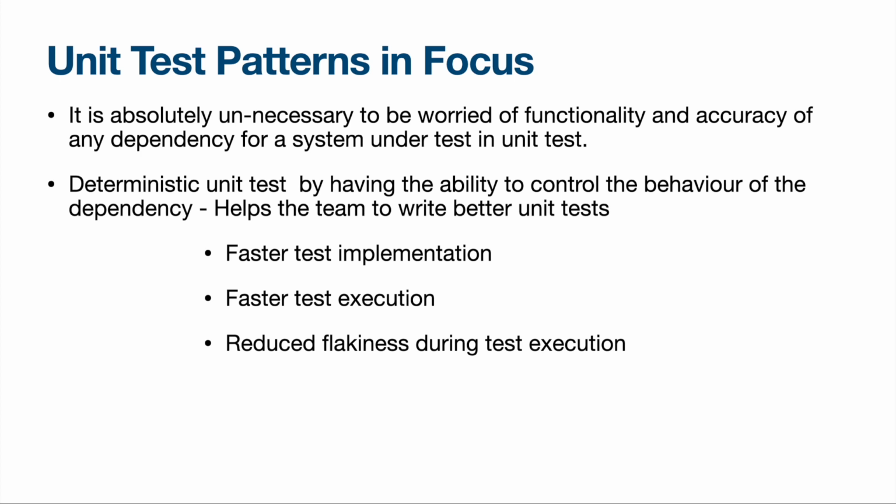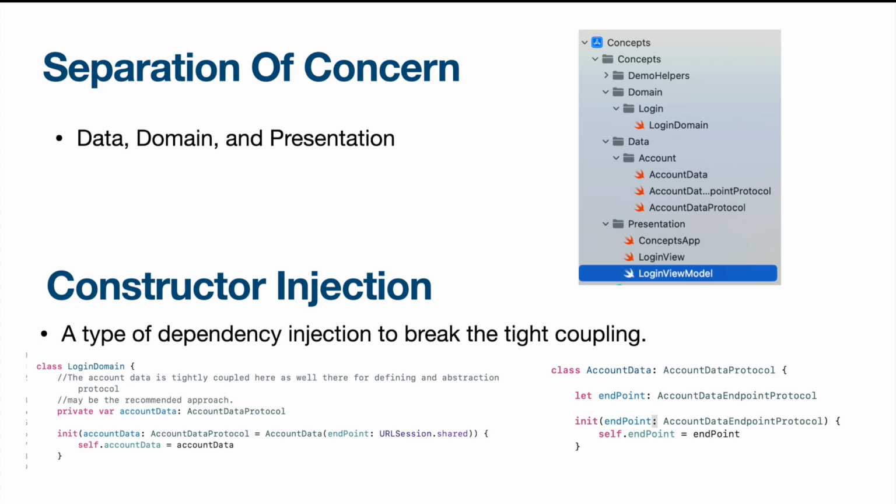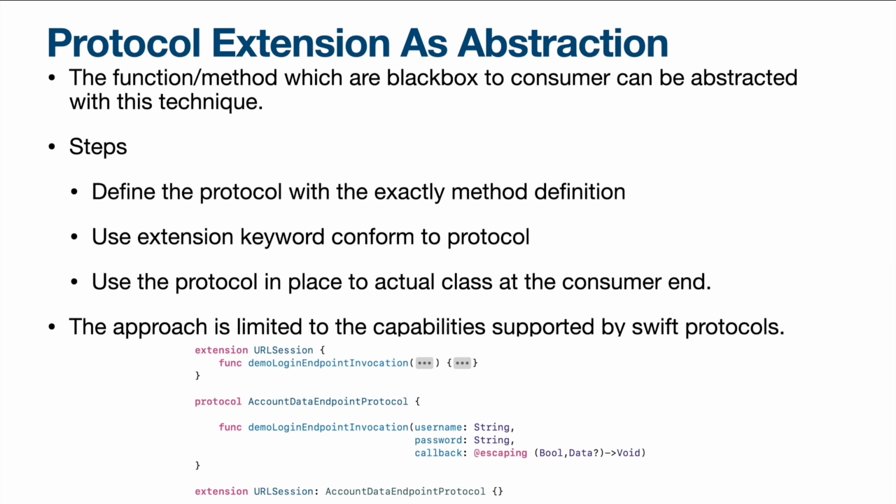We will move on to the recap of some of the behind the scene concepts, starting with unit test, followed by separation of concern, constructor injection, and the protocol extension. The snippets of the code usage and some high level points that would help you to recollect are depicted in these slides.